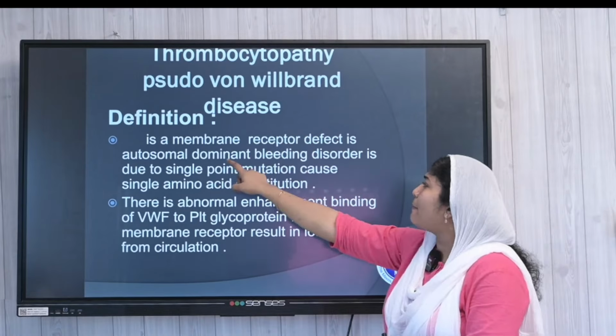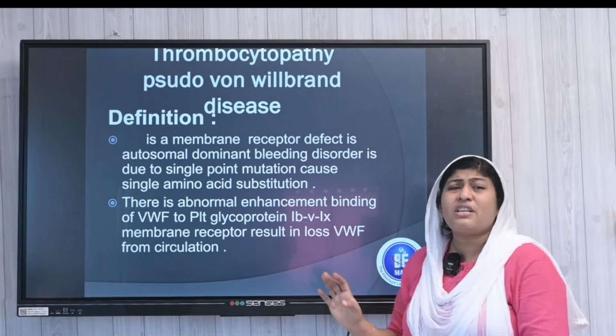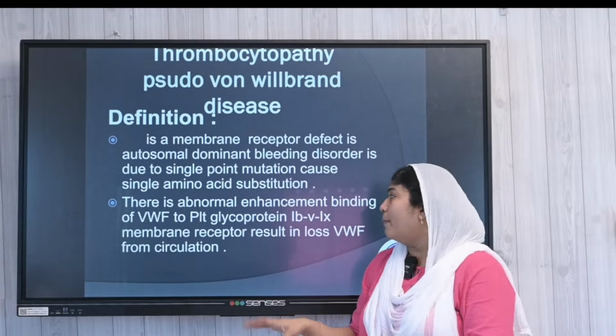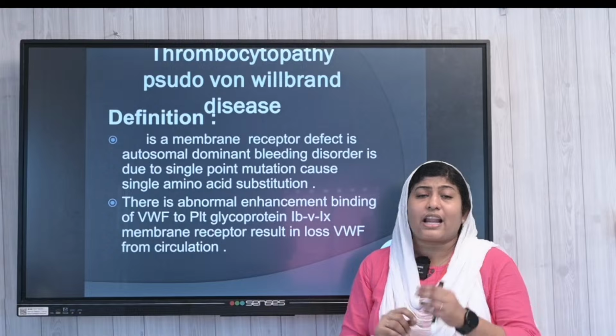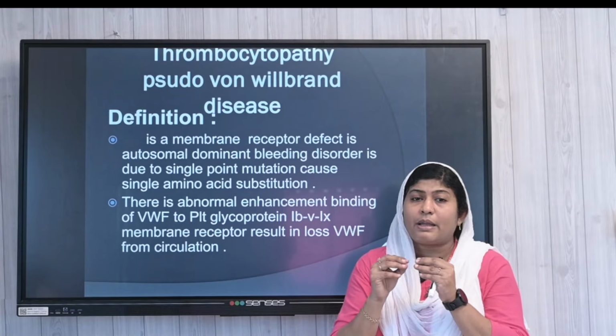So it is a membrane receptor defect, that is autosomal dominant. Any of this defect means definitely the patient will be facing prolonged bleeding as the main problem. Normally at the time of injury, the glycoprotein 1b receptor comes to the injured area and has to bind with the von Willebrand's factor.